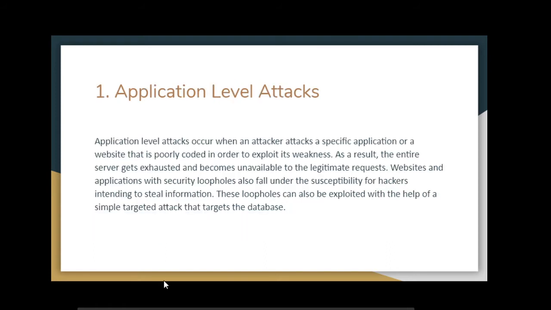The first is the application level attack. Application layer DDoS attacks target the application layer of the internet in order to disrupt the normal flow of traffic to a website or service. It occurs when an attacker attacks a specific application or a website that is poorly coded in order to exploit its weaknesses and vulnerabilities. As a result, the entire server gets exhausted and becomes unavailable to legitimate users.